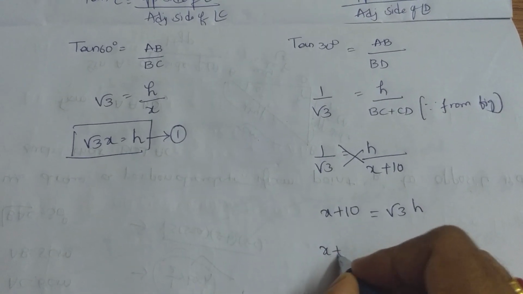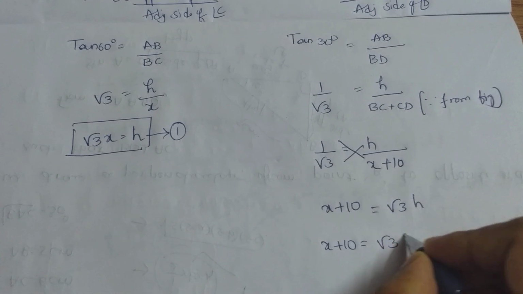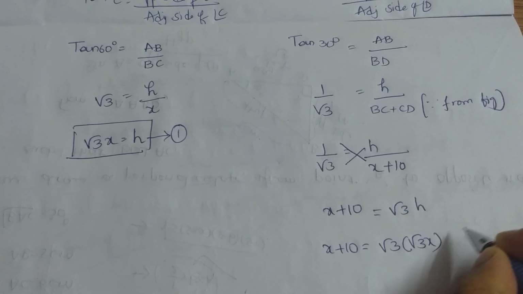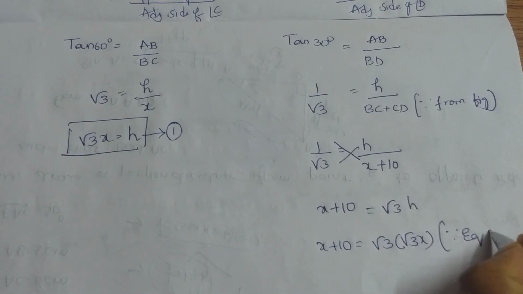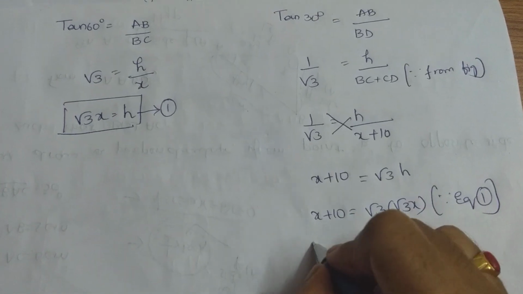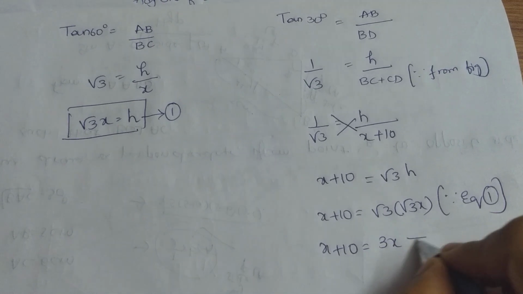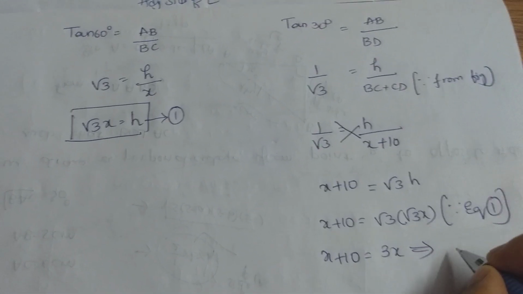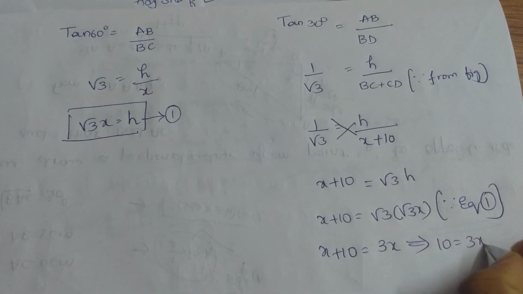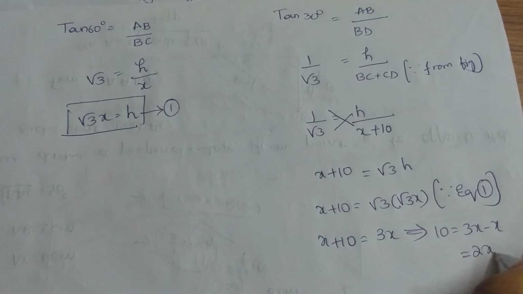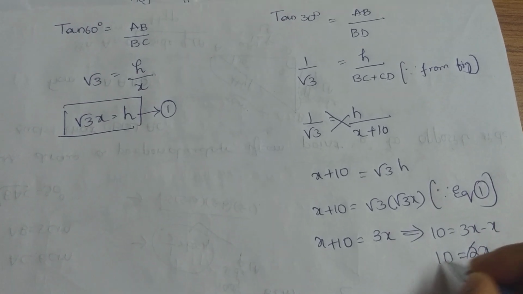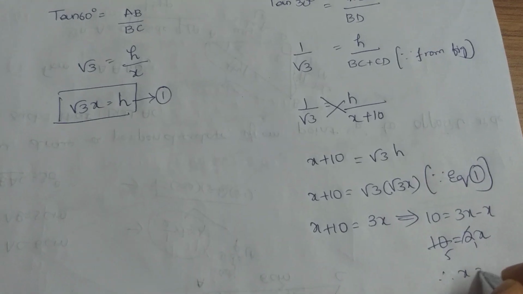So it becomes x plus 10 equals root 3 into root 3x. Write in brackets since equation 1. Okay. X plus 10 equals root 3 into root 3, it becomes 3x. So from this, when I send x to the left hand side, it becomes 10 equals 3x minus x, which is equal to 2x. When 10 equals 2x, 2 fives are 10. Therefore, x equals 5.